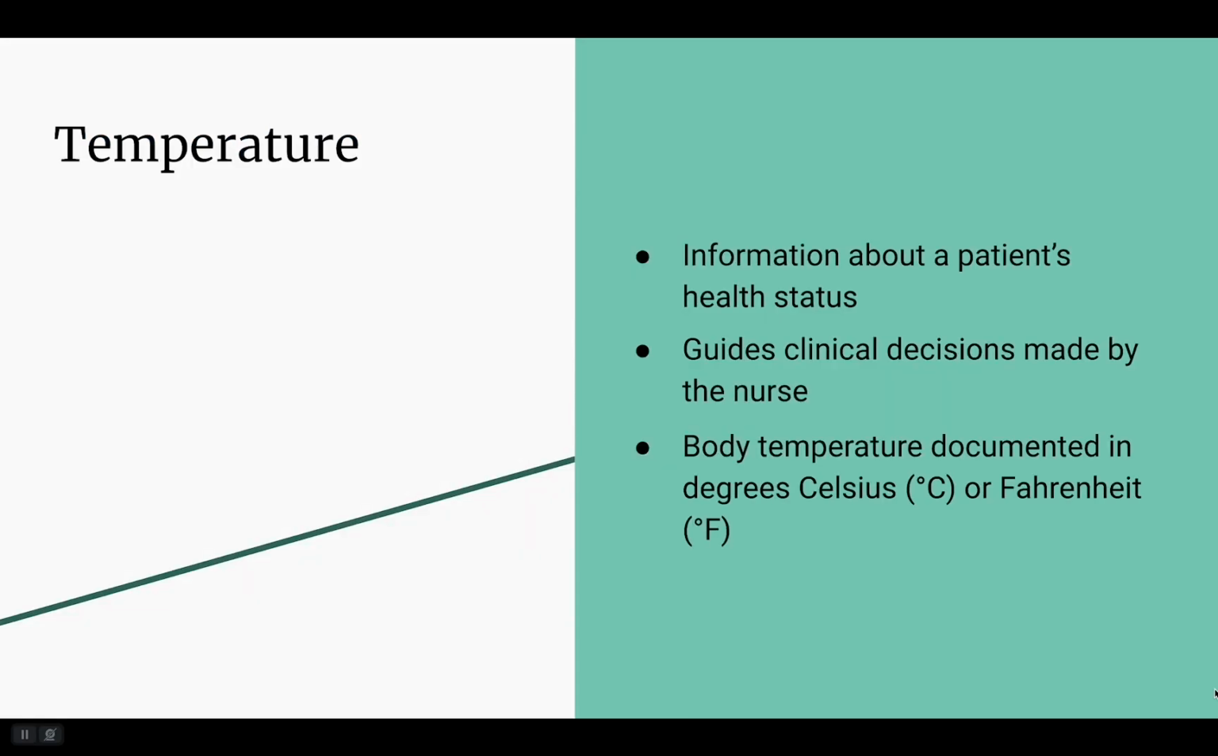The first vital sign to discuss is temperature. Accurate temperature measurements provide information about a patient's health status and guide clinical decisions made by the nurse. For example, an elevated temperature, referred to as a fever, can indicate the client is experiencing an infection. Body temperature is documented in degrees Celsius or Fahrenheit.